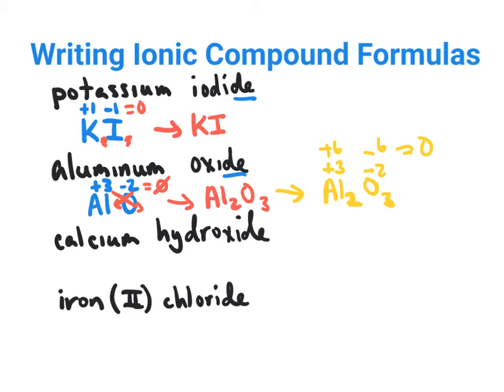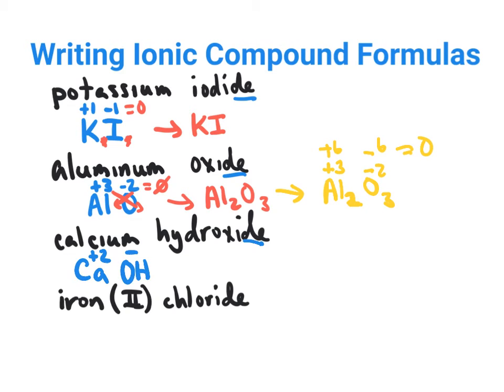Let's try the next one. We have calcium hydroxide. We see calcium, it comes from the periodic table. It's not a transition metal, so it's Ca. It's an alkaline earth metal. It's got a +2 charge. Hydroxide ends in "ide," but it's that weird, rare polyatomic ion that ends in "ide." You gotta remember that it's OH with a minus charge.